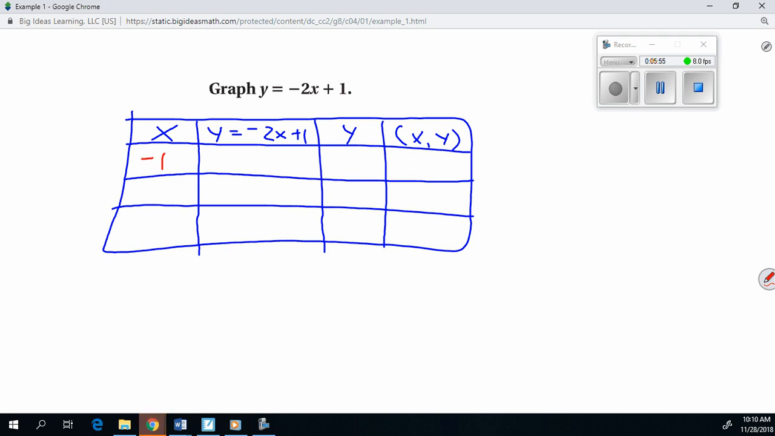So if x is -1, just like we did on the last one, we have 2 times x. Well, 2 times a -1 is what? That is a -2, right? That equals -2. Well, the equation is 2x plus 1. So -2 plus 1 is -1. So if x is -1, y is -1. The coordinates are -1, -1. That's what we're going to have to plot.